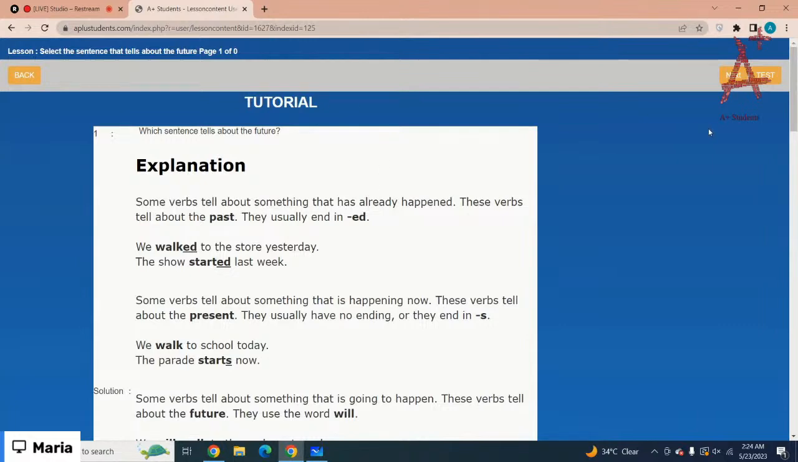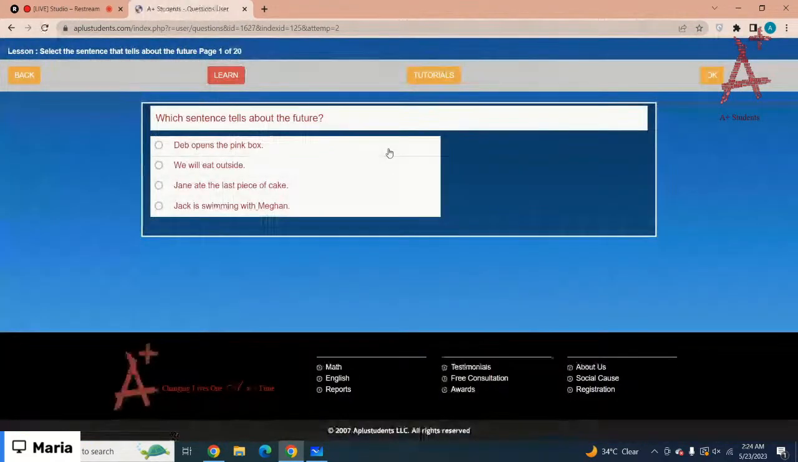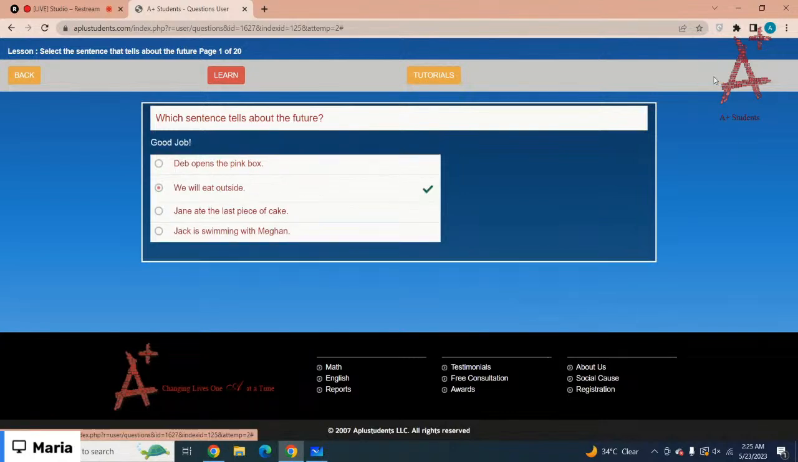Let's just start with the test questions. Which sentence tells about the future? Deb opens the pink box. We will eat outside. Jane ate the last piece of cake. Jack is swimming with Meghan. So, which is the correct option? The correct option is the second one. We will eat outside. Whenever you have will in the sentence, that means the sentence belongs to the future tense. So, the second option, we will eat outside, is the correct option.